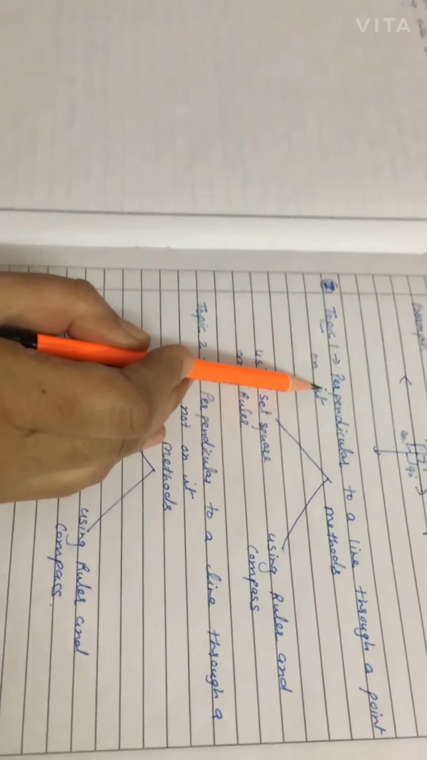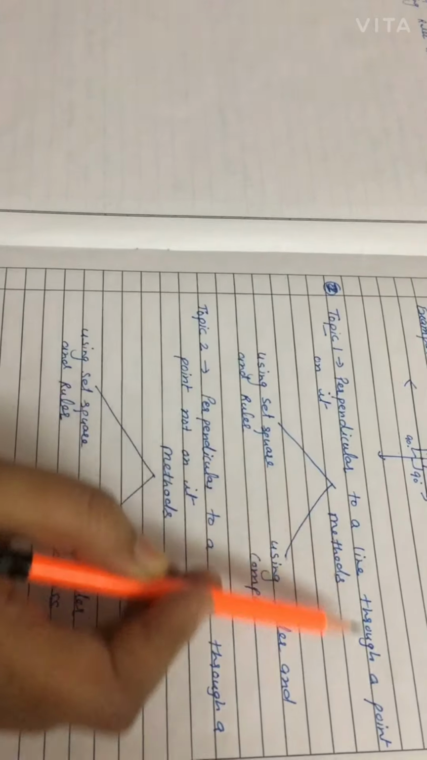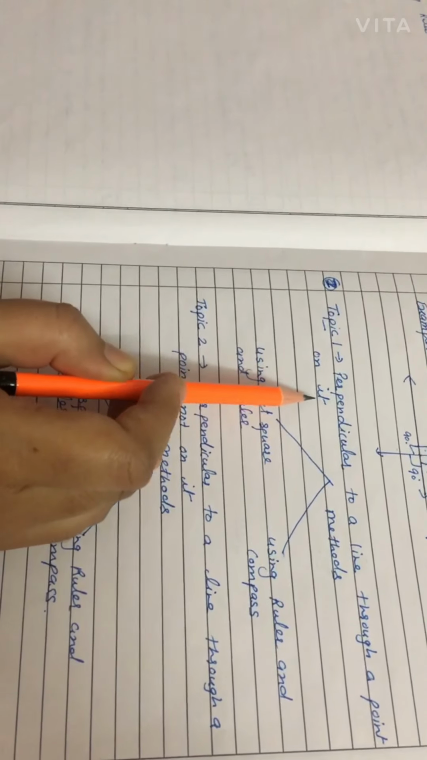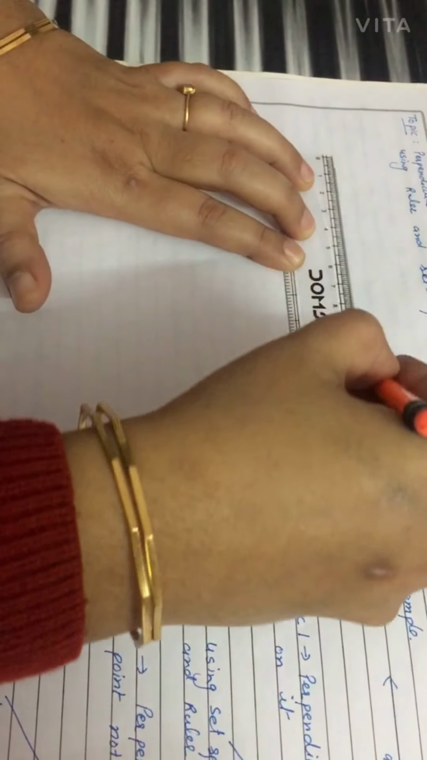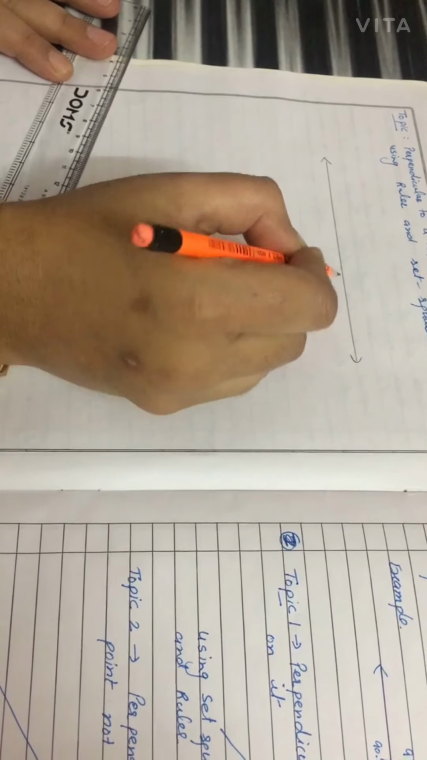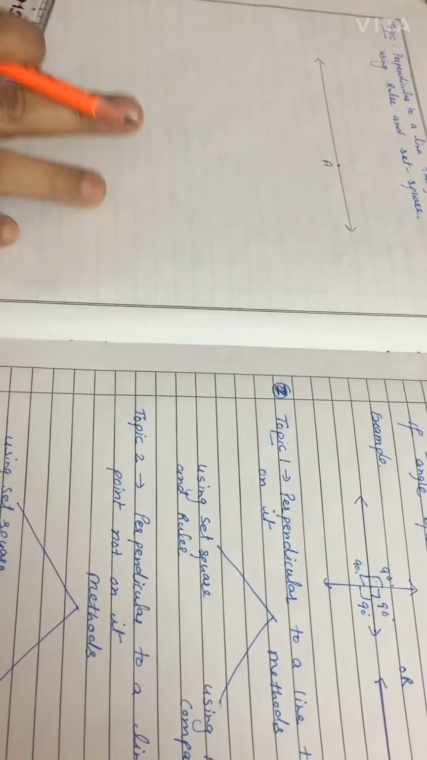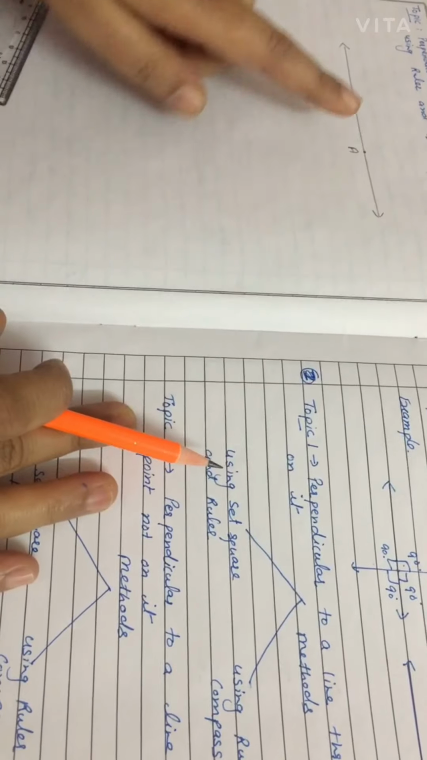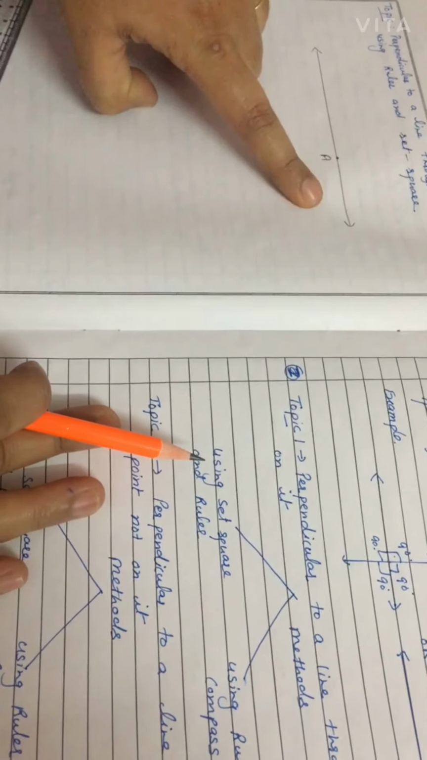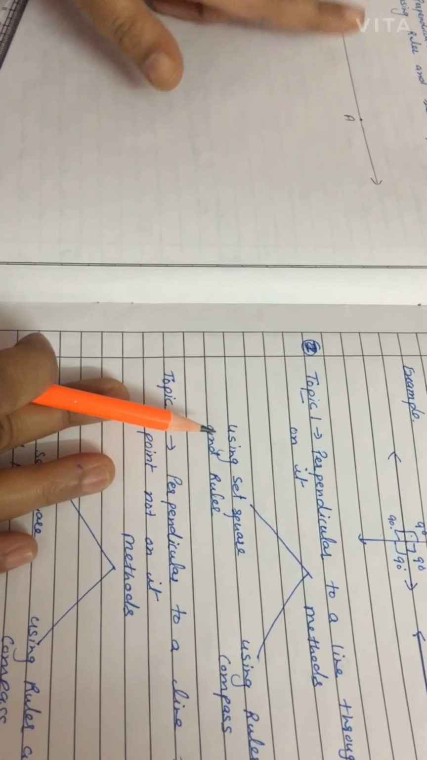So the first topic is perpendicular to a line, which means a line is given to us and we have a point on it. Just suppose we have a line, and a point on it, and we give it the name A. Now the first method is how to draw the perpendicular on this line at this point, passing through the point A, but it must be perpendicular to this line.